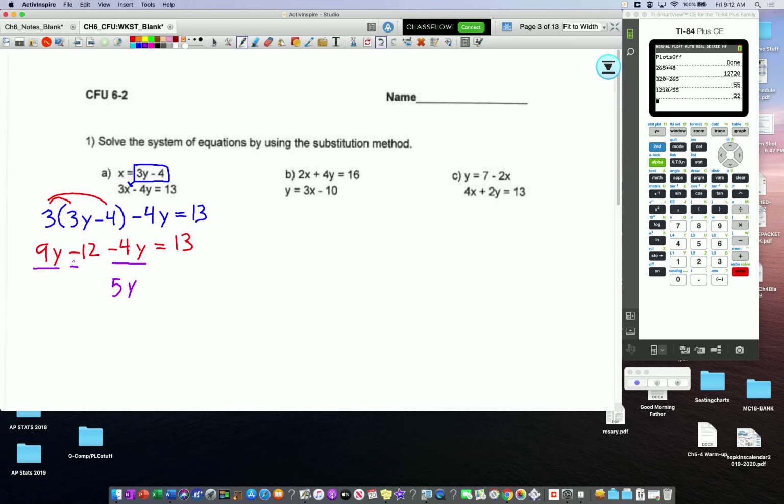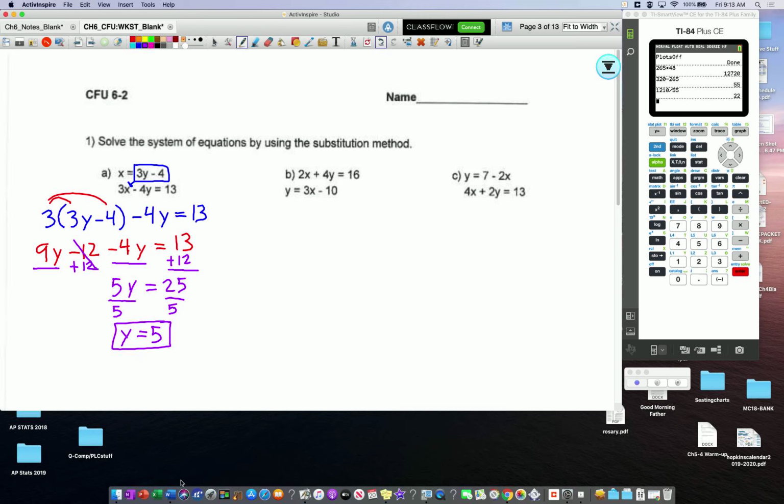Now, the second step is I take the number, and to get it to the other side, I have to add 12 to both sides. So now those cancel. 13 plus 12 is 25. So now I'm just left with 5y equals 25. So now I can divide by 5, and y ends up equaling 5.